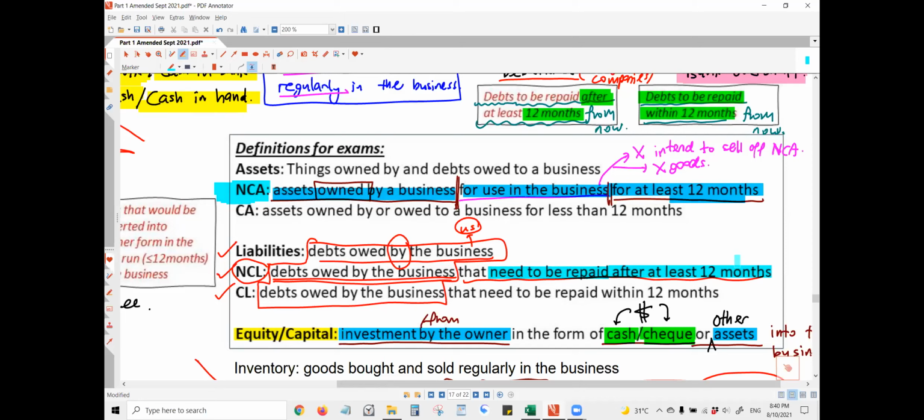Last week I drew the timeline to let you see, right? Those borrowings that you have to pay back within 1 year from now, we call them current liabilities. Those borrowings you have to pay back after 1 year from now, NCL. Now, last one, current liabilities. Once again, write the same thing first: debts owed by the business, continue, that need to be repaid. Repay means pay back, within 12 months. You add two words that I left out: from now. Here also the same, you write from now.